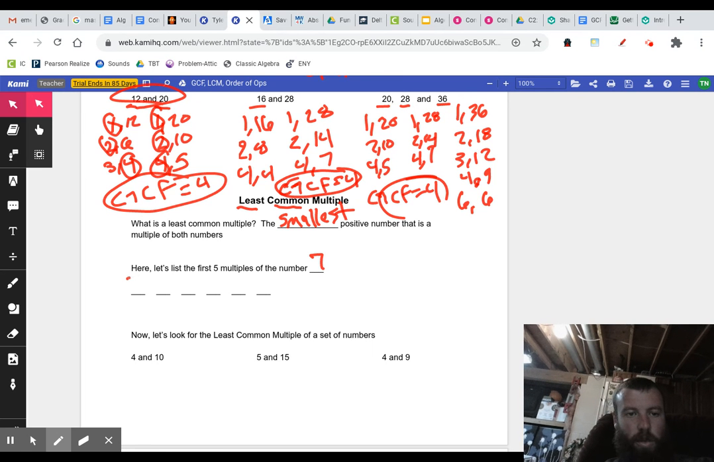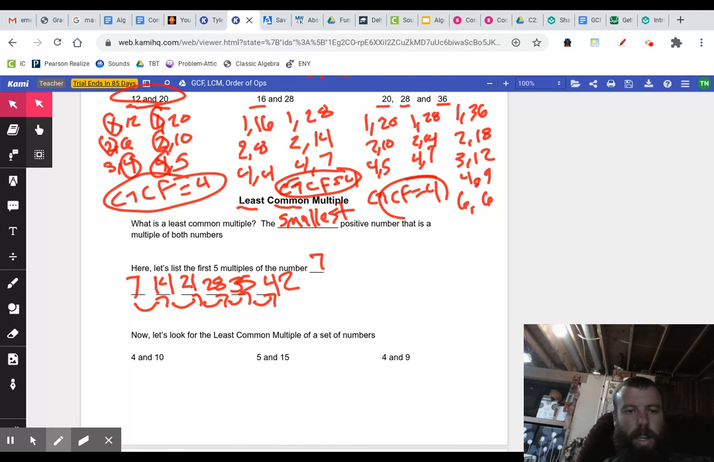Well, 7 times 1 is 7. 7 times 2 is 14. 7 times 3 is 21. 7 times 4 is 28. 7 times 5 is 35. And 7 times 6 is 42, right? You're also noticing every time I move up a box, yes, I multiplied by one number bigger.